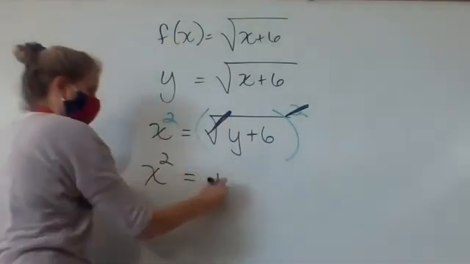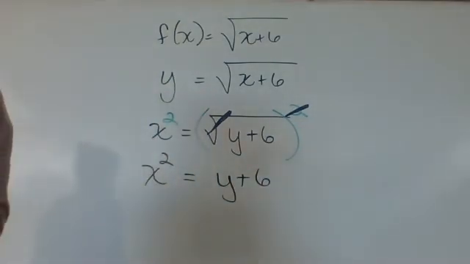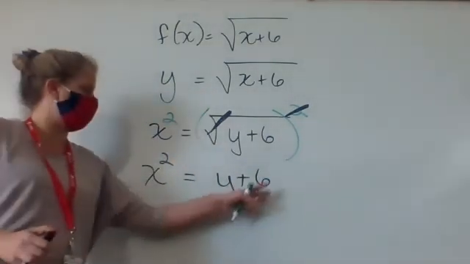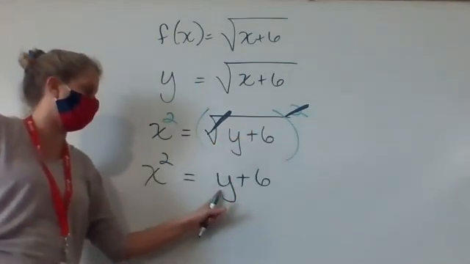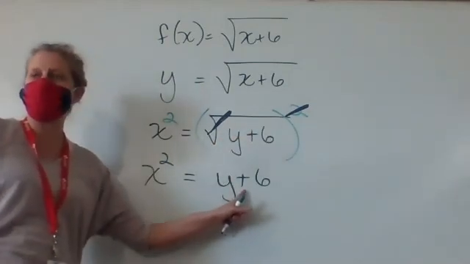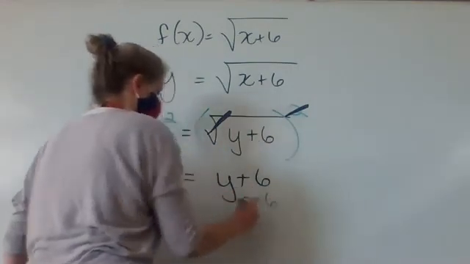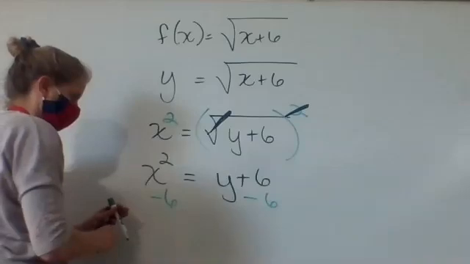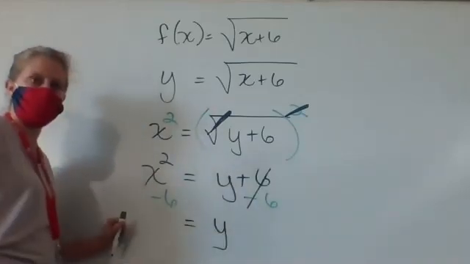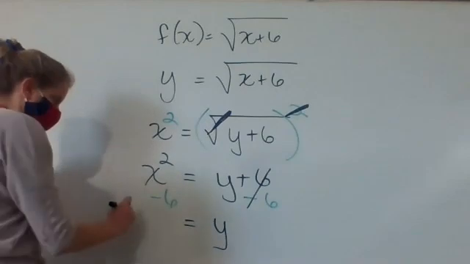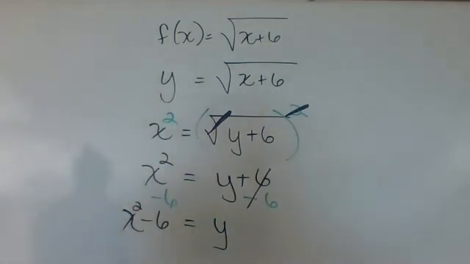So I still have y plus 6, it's just the square root thing that went away. So now I can move stuff around because it's not trapped in a square root anymore. If y is going to be by itself, all that needs to happen is get rid of the plus 6 with a minus 6. So that goes away. There's my y alone. All that's left over here on the left side is x squared minus 6.